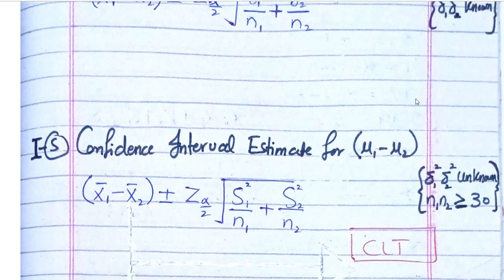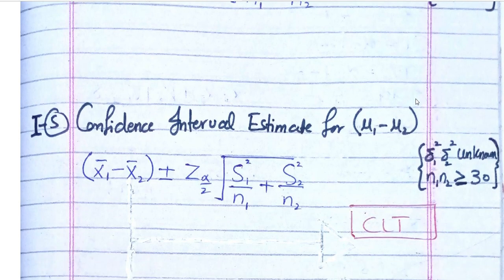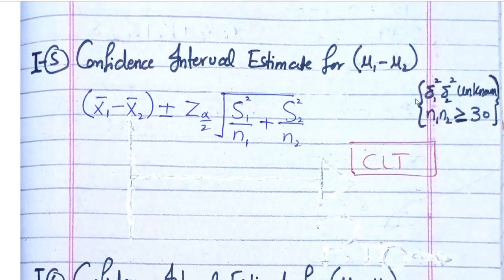When both variances are unknown, the only difference is that here we have the difference between means. We will convert the sigmas into S1 and S2 if and only if both n1 and n2 are greater than 30. That was the same condition for one mean, and this information is provided by CLT.